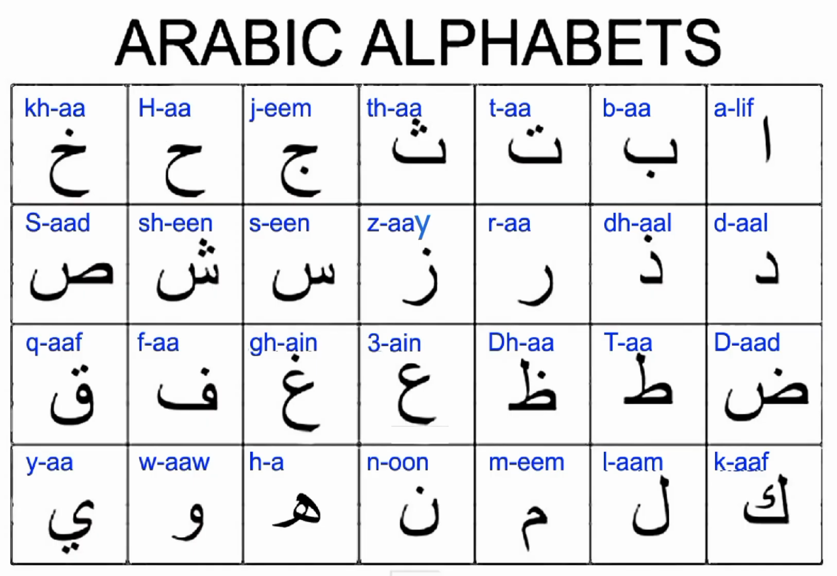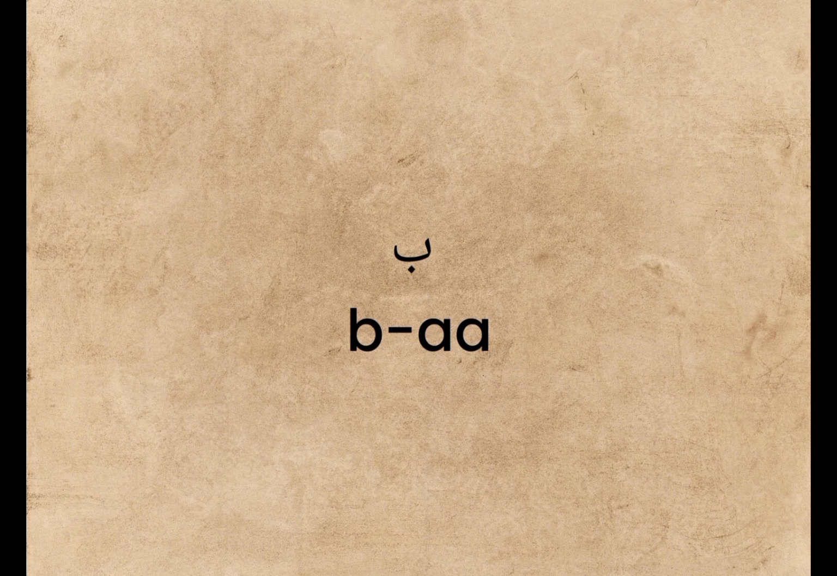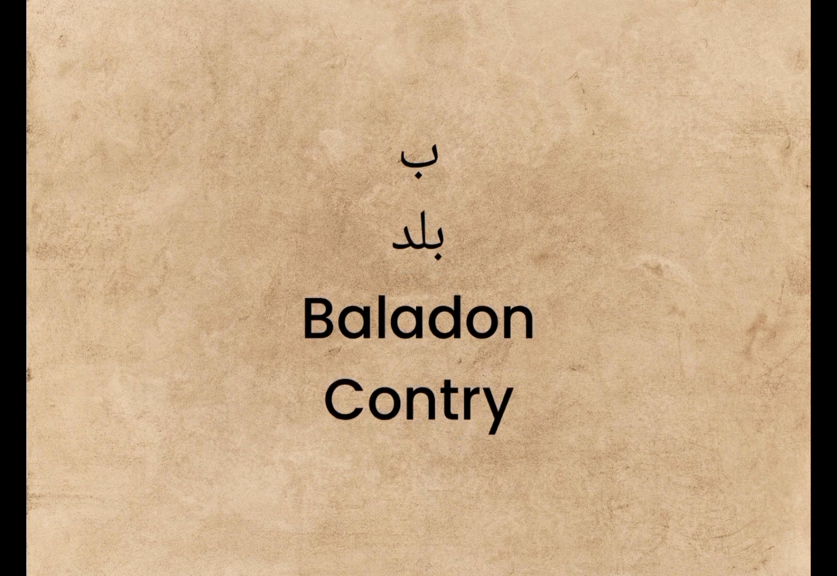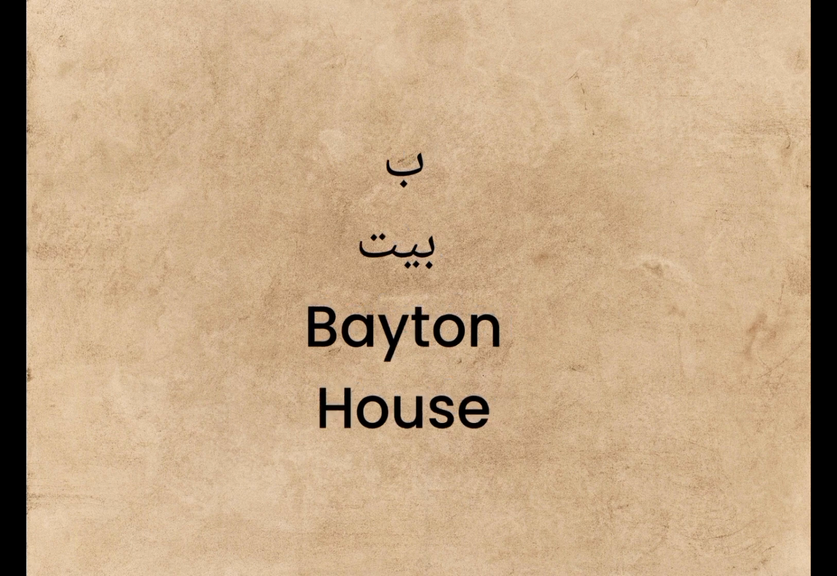Now, the second letter, b, and it's pronounced in the word b, like building. I give you examples, and the first example is babon, and it means door. And the second example is baladon, and it means country. And the last example is بيت, and it means house.